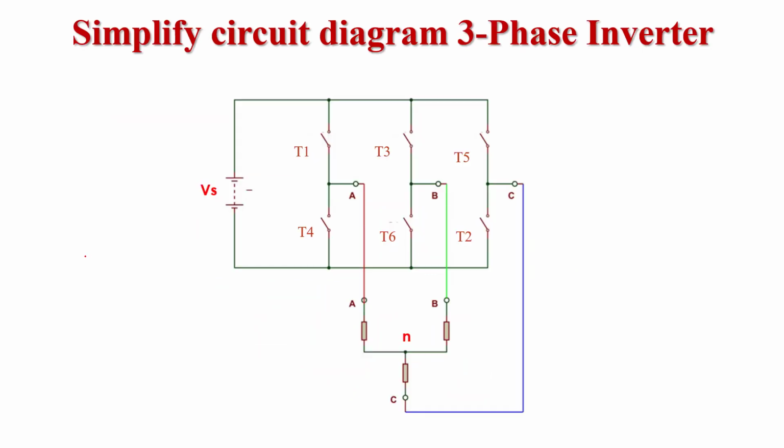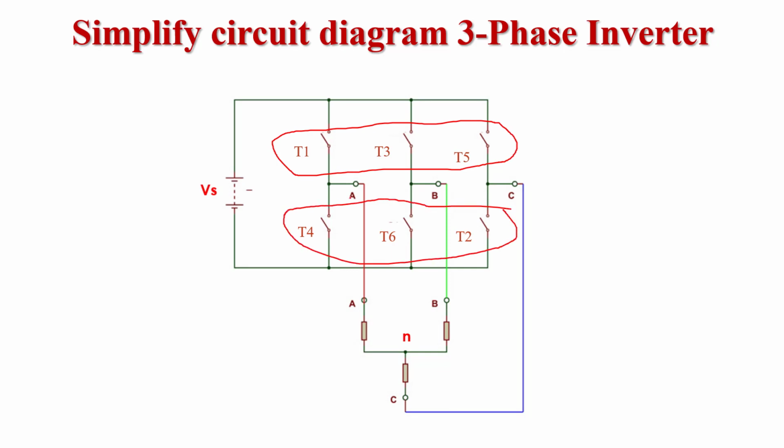To obtain the output voltage waveform, the line voltage and the phase voltage, we replace this complicated circuit with a simplified circuit diagram. So this is the simplified circuit diagram of a 3-phase inverter. Here we replace thyristors with switches. So this is the T1 thyristor, T3 thyristor and T5 thyristor. These 3 are the positive group thyristors, and the T4, T6 and T2 thyristors are the negative group thyristors. This is phase A, B and C. This is the neutral point. This is Vs, the supply voltage.